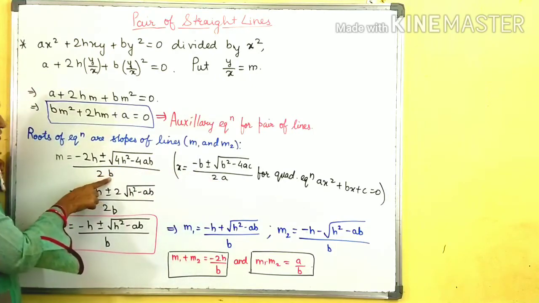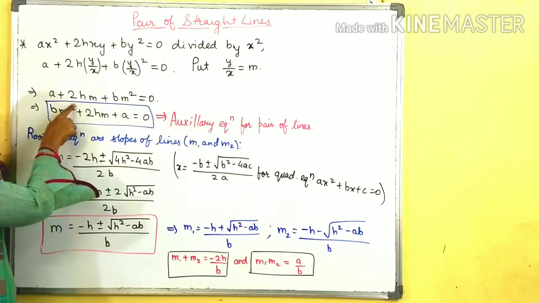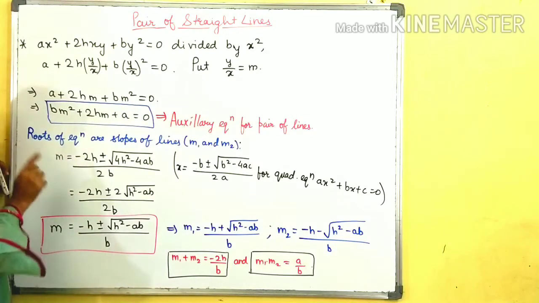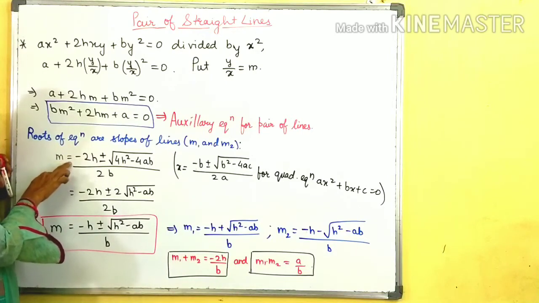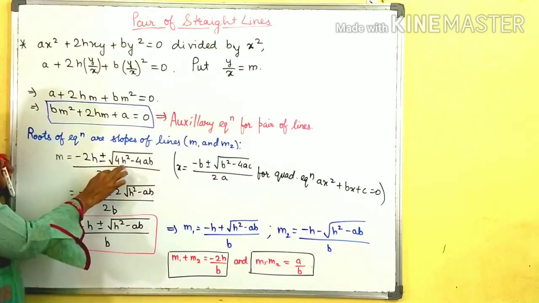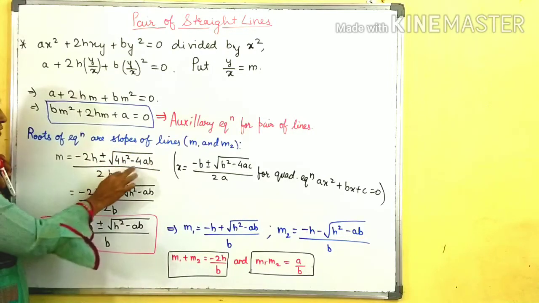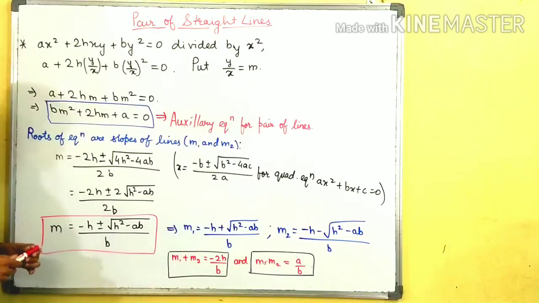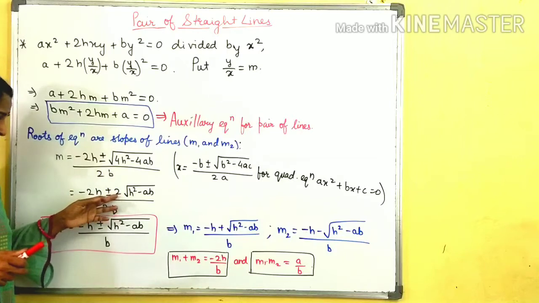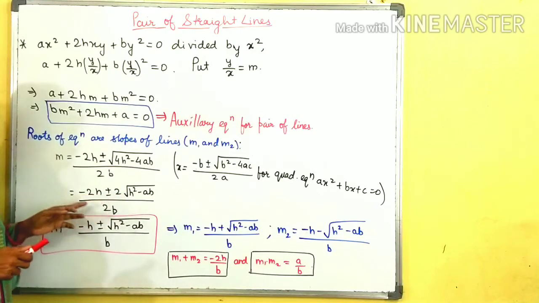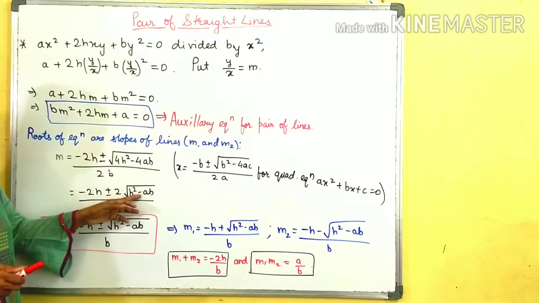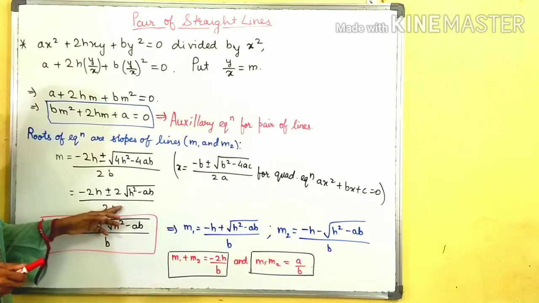A is the coefficient of x square, so here the coefficient of m square is b. So by getting the roots of the equation, we get m is equal to minus 2h plus minus square root 4h square minus 4ab upon twice b. From the square root term, take 2 outside, then we get minus 2h plus minus 2 square root h square minus ab upon 2b.